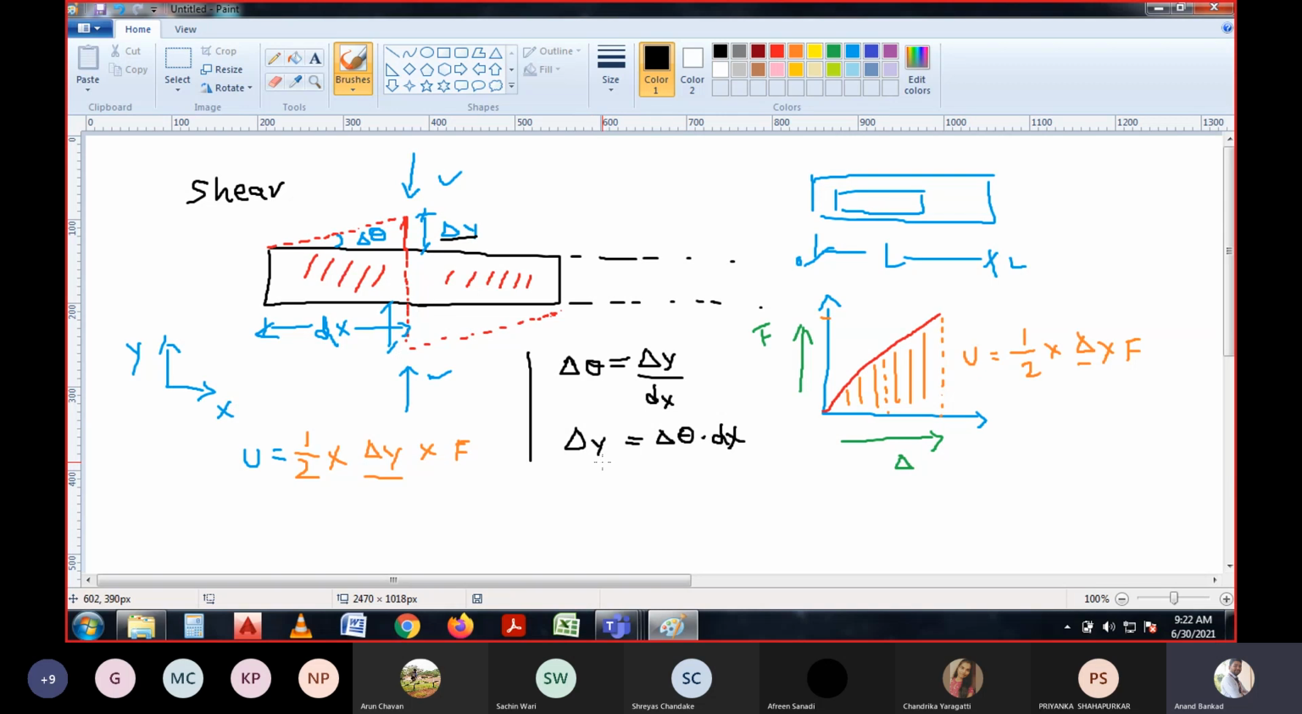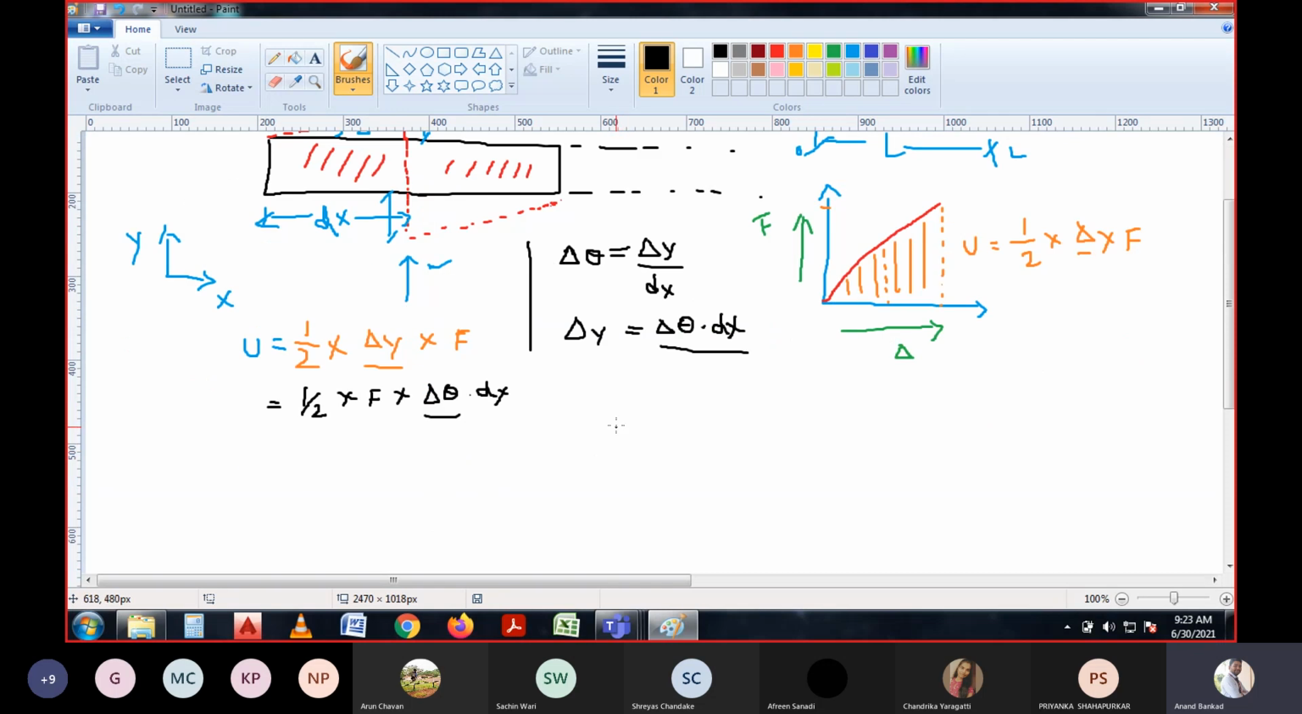So this is the delta theta, delta y. This can be substituted in the place of delta y. If you substitute, the 1 by 2 will remain the same. I will just rearrange the term F here, and delta y could be written as delta theta multiplying with dx. So this much is the part we can expect. Later, let us see the particular relation of this delta theta.